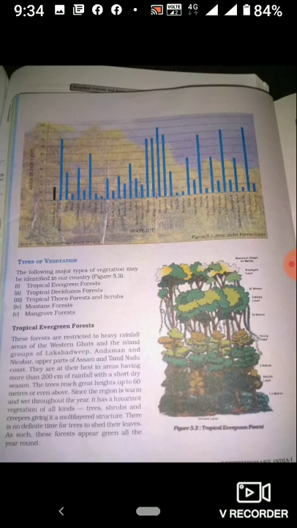Now, number 4, mountain forest. In mountain areas, the decrease in temperature with increasing altitude leads to a corresponding change in natural vegetation.